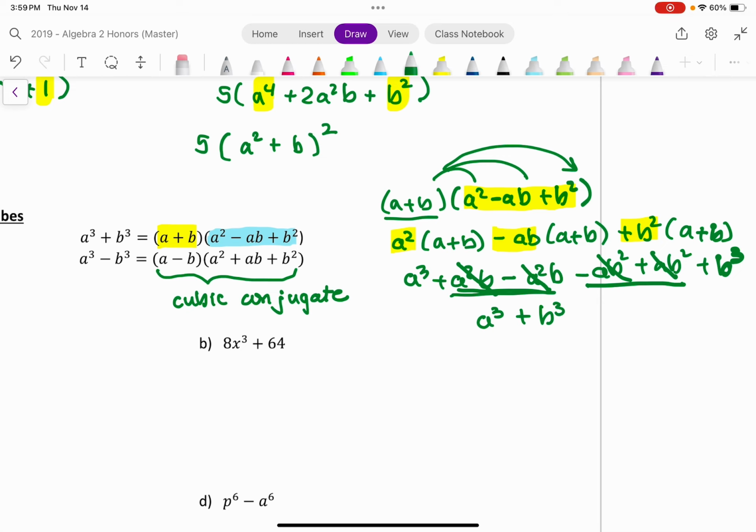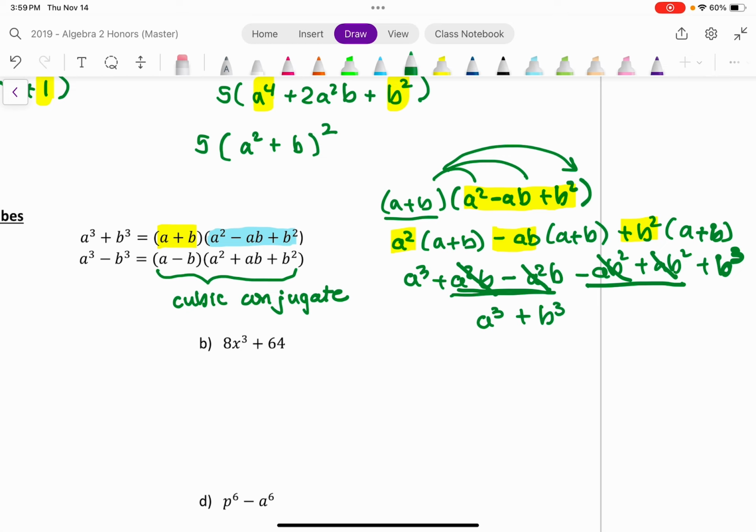Now I want you to pause the video and try that for the other set of cubic conjugates. But the reason why they're called cubic conjugates is because you get all this cancellation. You end up with a binomial in the end. But in this case, they happen to be cubes rather than squares from before.